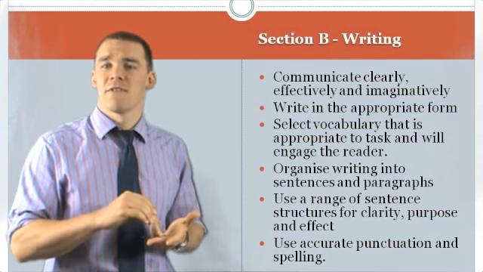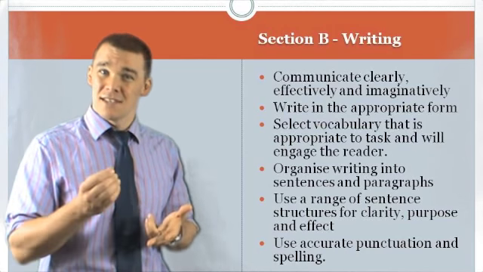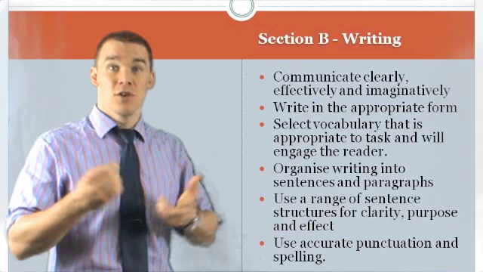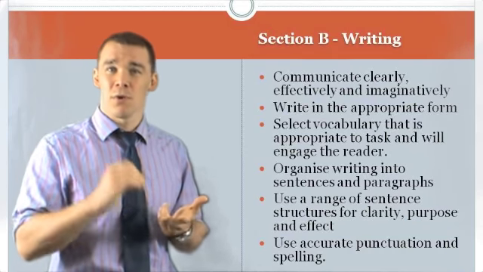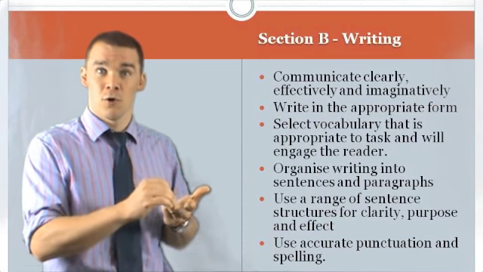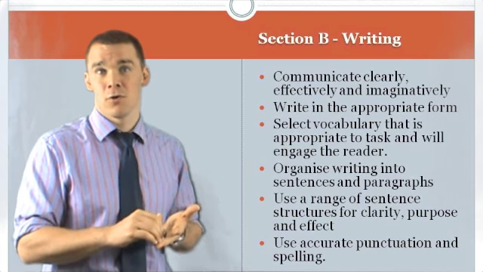Third skill is selecting vocabulary that is appropriate to the task and will engage the reader. Again, this doesn't just mean using interesting words, although that's obviously a part of it, but also using words which are appropriate to the task you've been given, to the form you've been given, and also the audience. You will often be given a specific audience to write for.